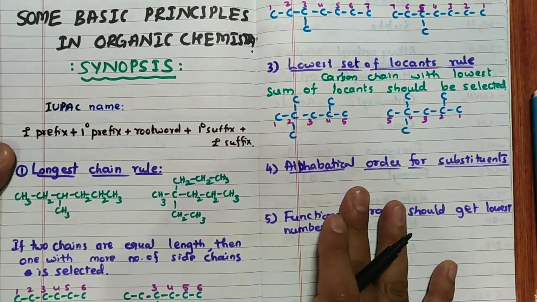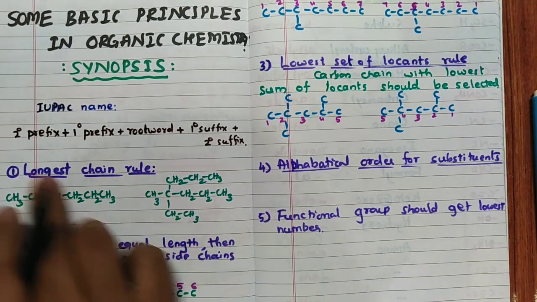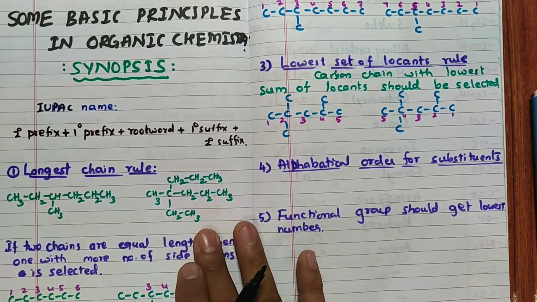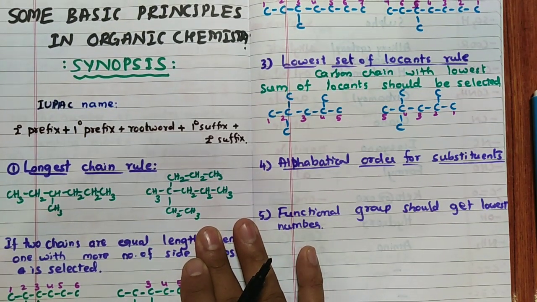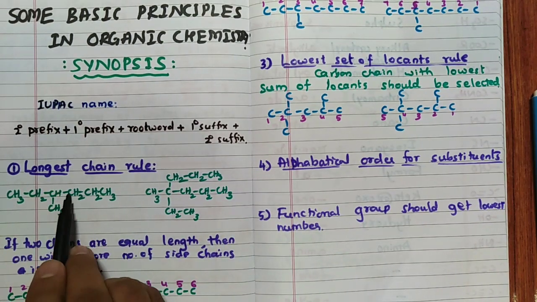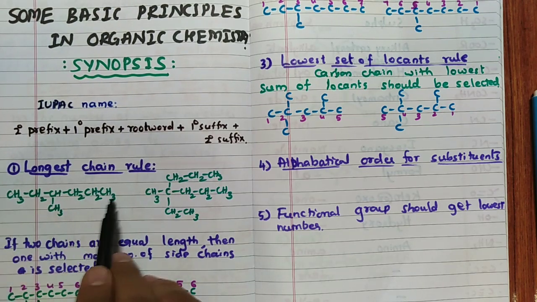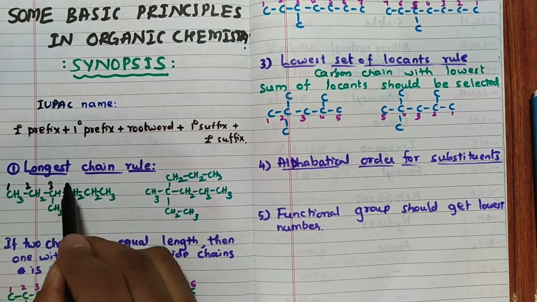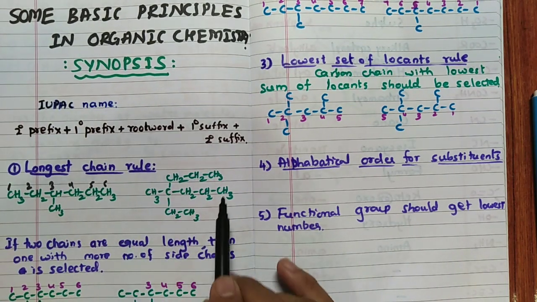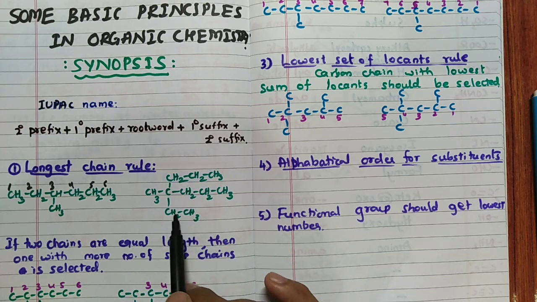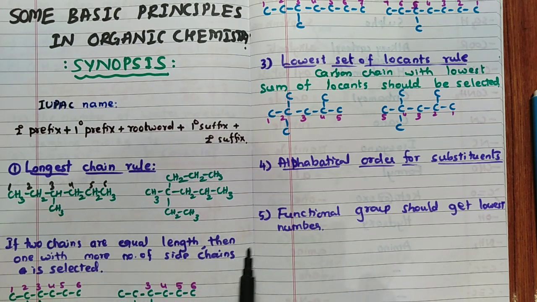Then you will see the longest chain rule, the first rule. I have given some examples here. As the name indicates, the longest carbon chain should be selected. When I number these carbon atoms, here 1, 2, 3, 4, 5 carbon atoms are there, and here 1, 2, 3, 4, 5, 6 carbon atoms are there. Hence I can select the carbon chain 1 to 6 as the longest chain. And here you can say 1 to 7, 1 to 6, 1 to 6. So I have to select the longest chain, right?